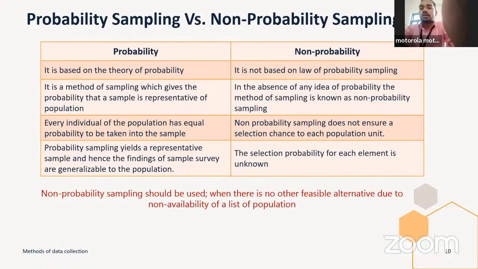But this type of method is also used in some cases where we don't have a list of the population, we don't have total knowledge about the population. In those cases, sometimes we go with the non-probability sample. Okay, next slide please.